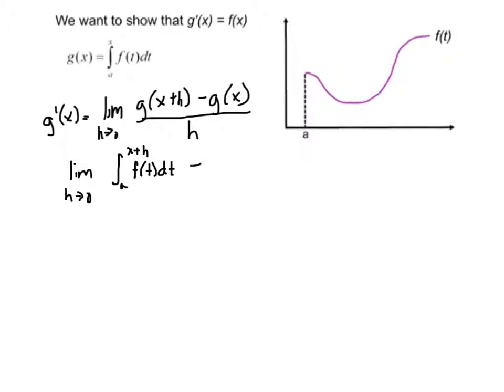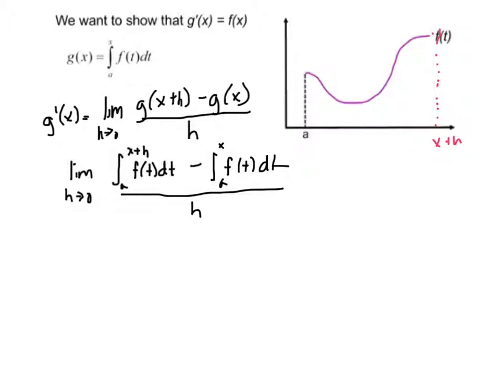Well, g of x was given to us. g of x is just this integral right here. So just substitute that in. We're still all over h. Now, I want you to think about this for a second. I'm going to go kind of to the end here. I'm going to call this x plus h.